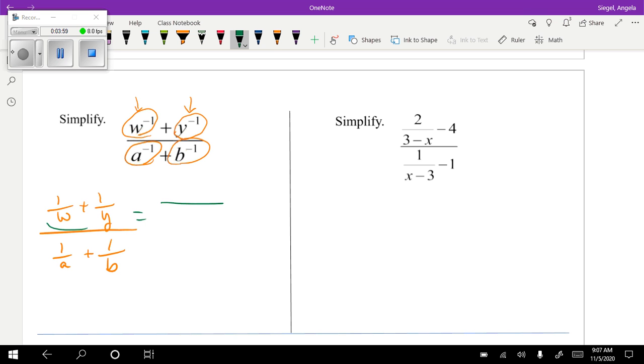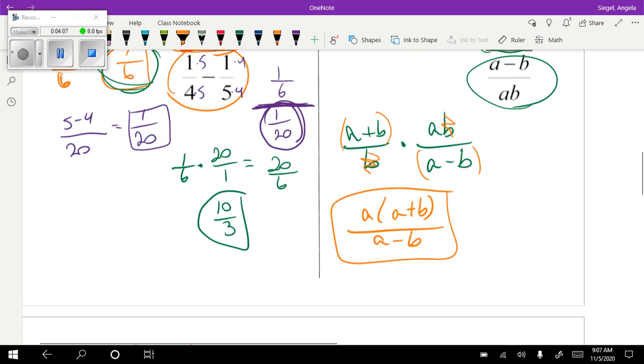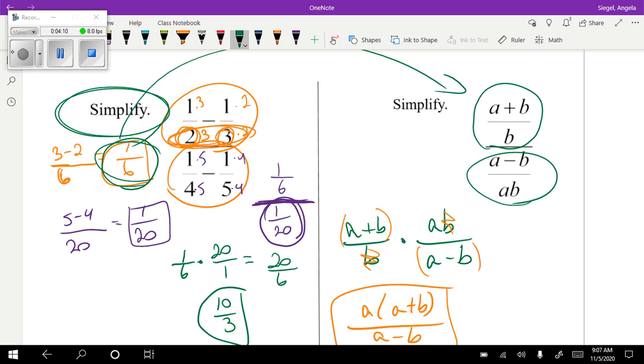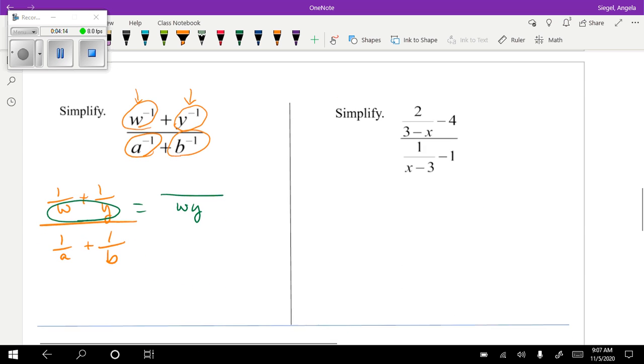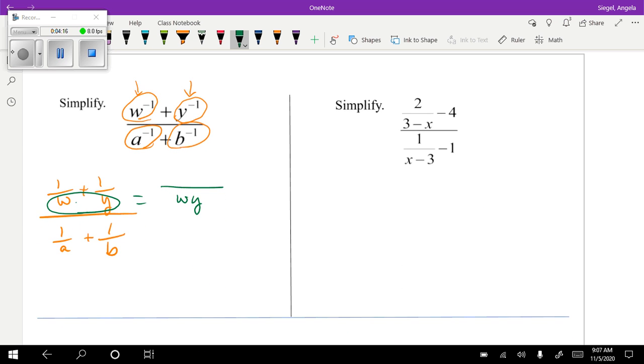Okay, so the first thing I'm going to ask myself, just focus on the top, I don't care about the bottom, what's my common denominator? So my common denominator is going to be wy. So this should feel very familiar to this problem right here. We're just going through that same process. So we're going to see what's missing. So if I'm going from w to wy, I need to bump it up by a y. And if I'm going from y to wy, I need to bump it up by a w. So my answer on top is y plus w. Okay, see if you can do the bottom one.